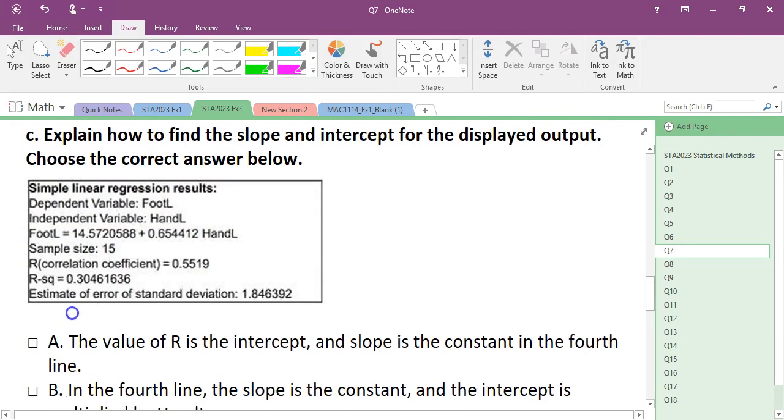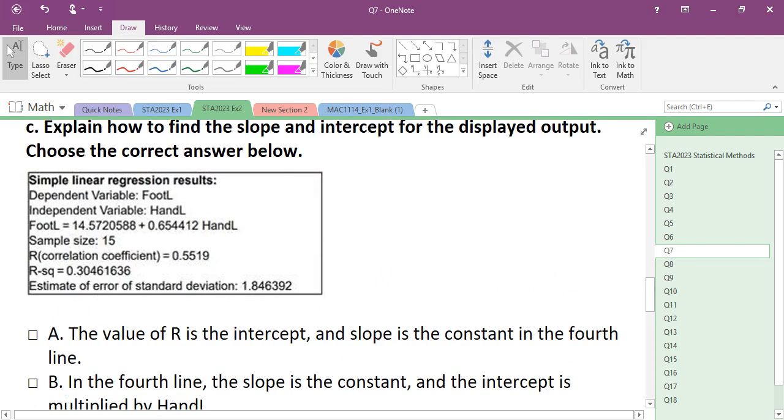Let's talk about what they mean by this fourth line thing. So when you're looking at this, each line, like this is line 1 right there. Simple linear regression results, that's line 1. Dependent variable foot L, that's line 2. Independent variable hand L, that's line 3, 4, 5. So each row of output is what they mean by the line. Okay? So when it says fourth line, you're looking at this equation part right here.